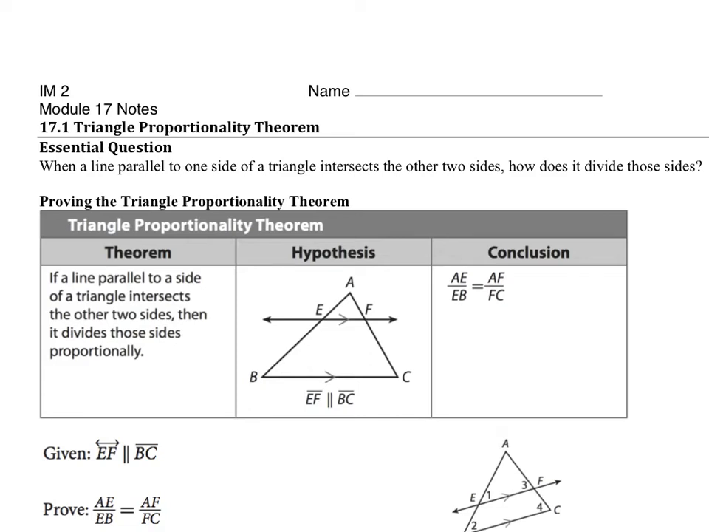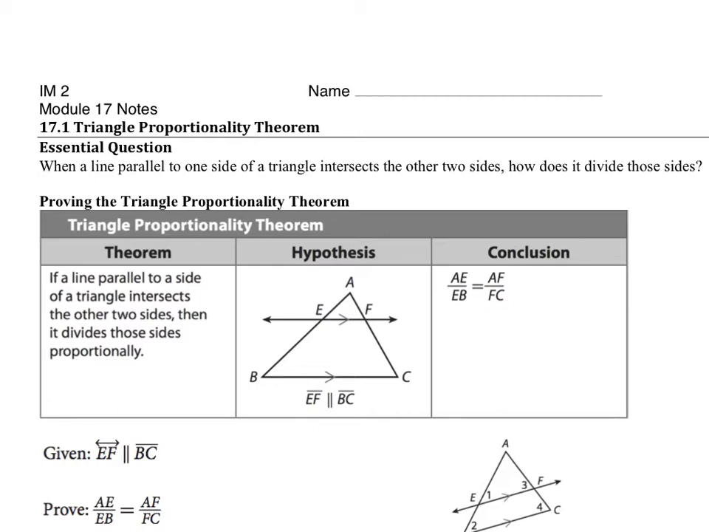So these are the notes for 17.1. The big topic we're going to be talking about here is the triangle proportionality theorem. In Module 16, we talked a lot about similar figures, and all of that is kind of leading up to this. This is kind of the big part of this section, is this theorem right here.